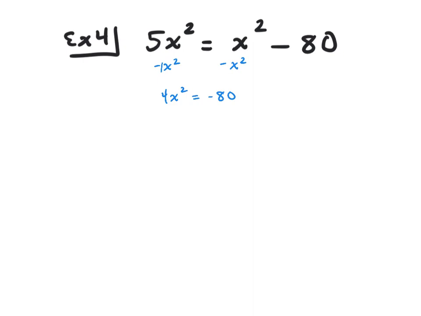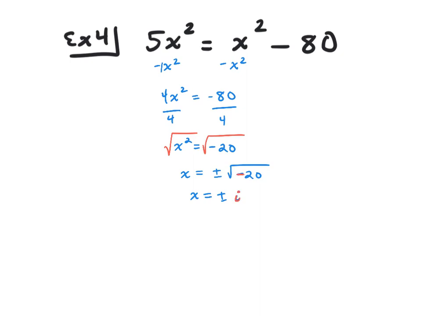And you get 4x squared. Now I'll divide both sides by 4 and get that x squared equals negative 20. I'll take the square root of both sides and get that x equals plus or minus whatever the square root of negative 20 is. Okay, no problem. I know that it's i because of this negative.